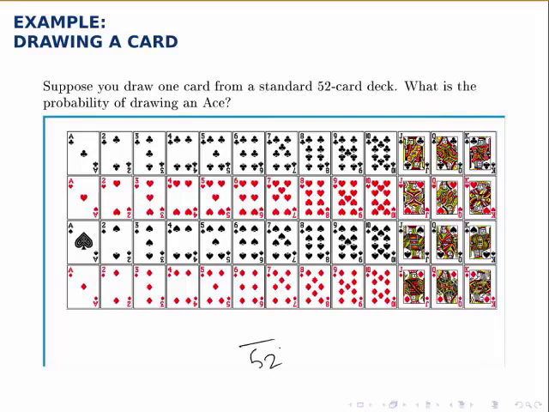Now, out of those 52 possibilities, 4 of them correspond to drawing an ace, because there are 4 aces. So, the probability of drawing an ace is simply 4 out of 52.